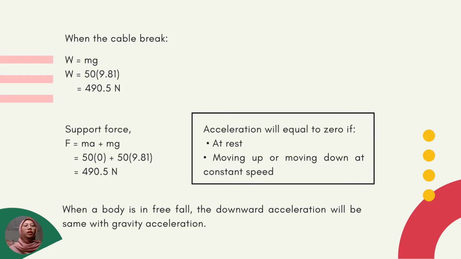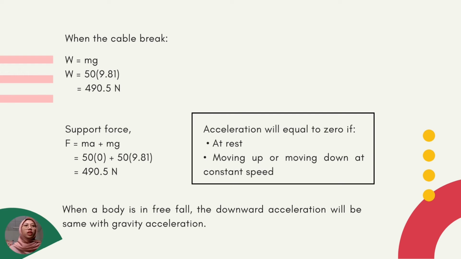So we can calculate the support force when the cable breaks, which is 490.5 Newton. The result will be the same because when the body is in free fall, the downward acceleration will be the same as gravity acceleration. So when the cable breaks, the weight inside the lift should be 490.5 Newton.